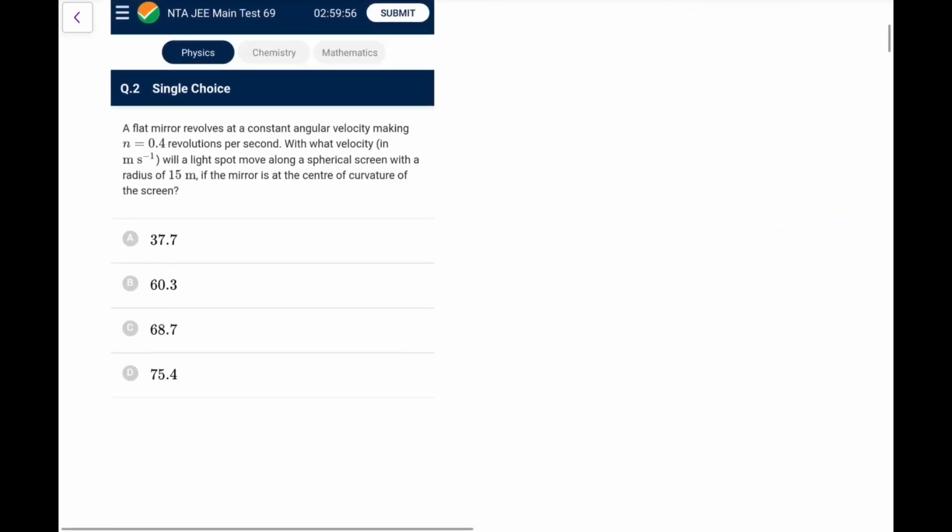Solve it. Next one. A flat mirror revolves at a constant angular velocity, making 0.4 revolutions per second. With what velocity will a light spot move along a spherical screen with a radius of 15 meter, if the mirror is at the center of curvature of the screen?